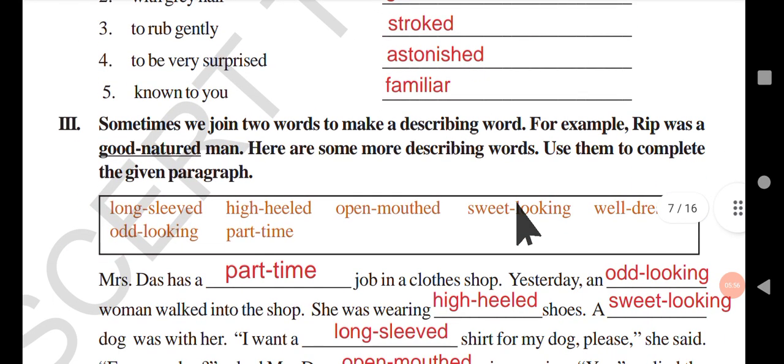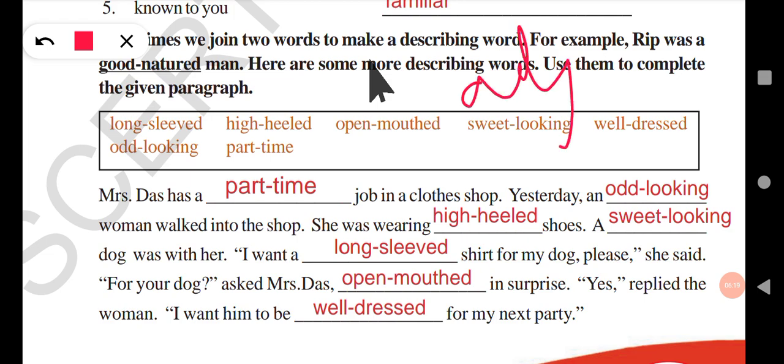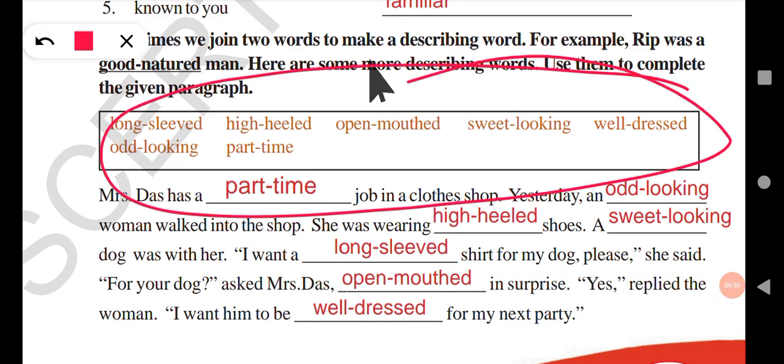Okay. Next one, sometimes we join two or more words to make a describing word. For example, Rip was a good natured man. Here are some more describing words. Use them to complete the given paragraph. See, describing words, my dear students, these are all adjectives. So you have to find the suitable place for these adjectives. You already have adjectives here in the box. You can see them. So you have to fill them in this paragraph given.